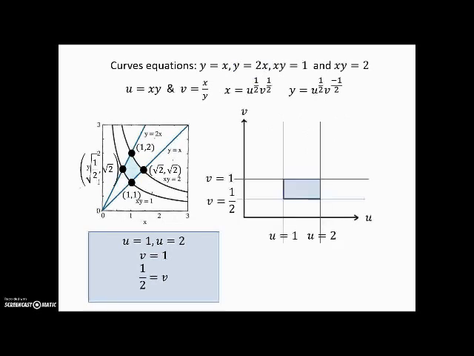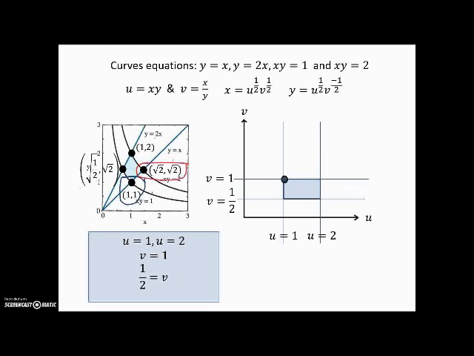So there's a picture of it, and we can see the coordinates of the corner points easily from this, but let's see how they map on. So if we have 1, 1 for x and y, then u is 1 times 1 and v is 1 over 1. So that's that point.